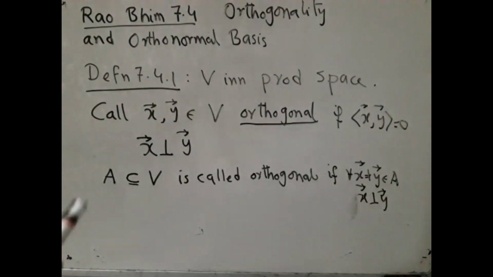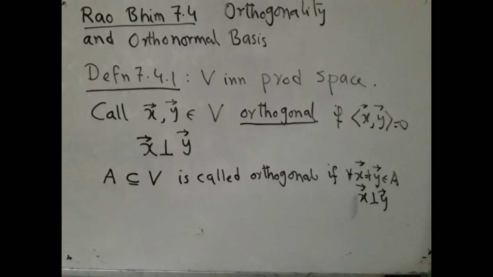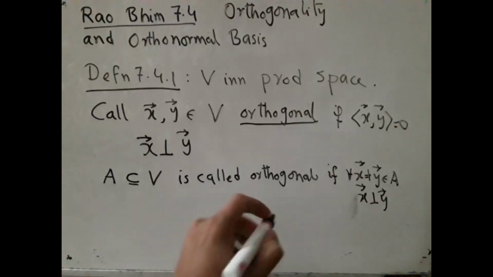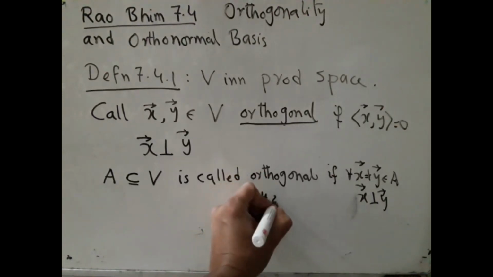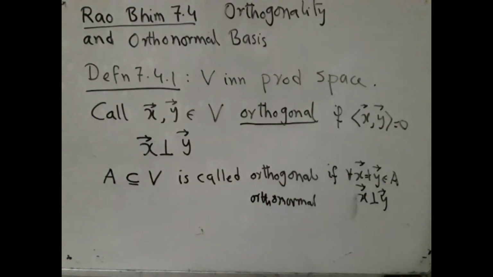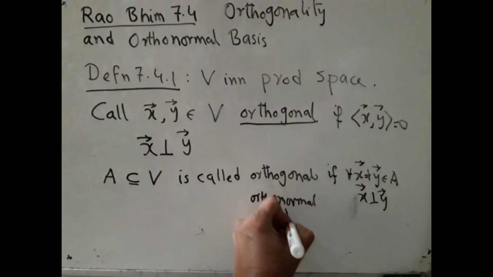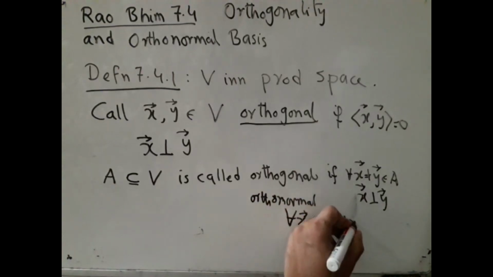Similarly, a subset A of V is called orthogonal if for all x not equal to y, both in A, x is orthogonal to y. And I call it an orthonormal set if, along with this condition, I also have for all x in A, the norm of x is equal to 1.